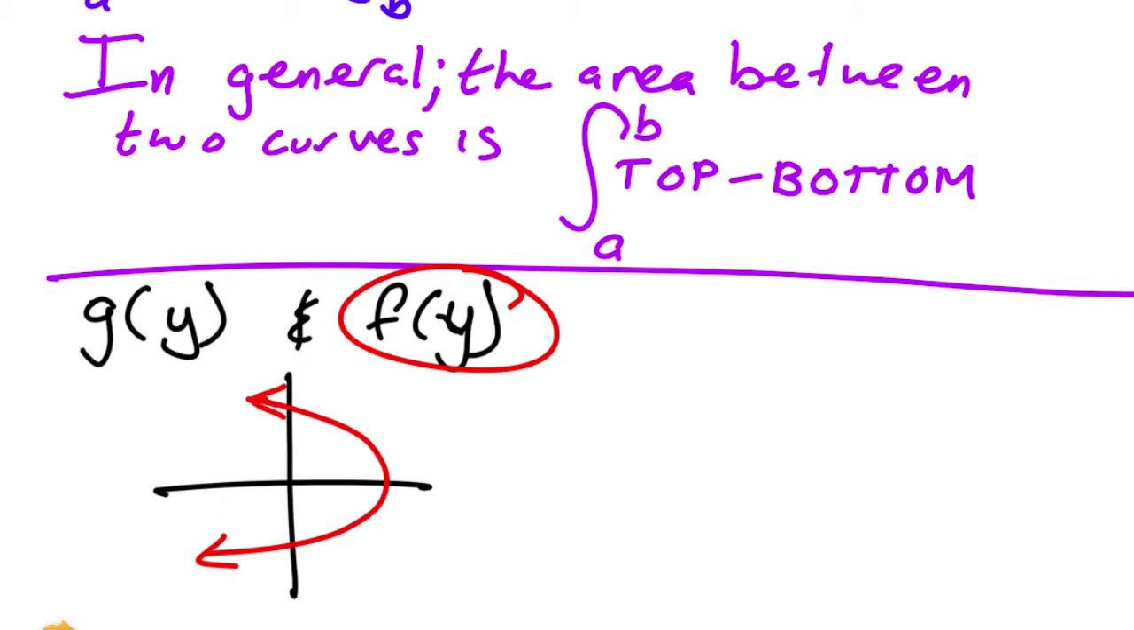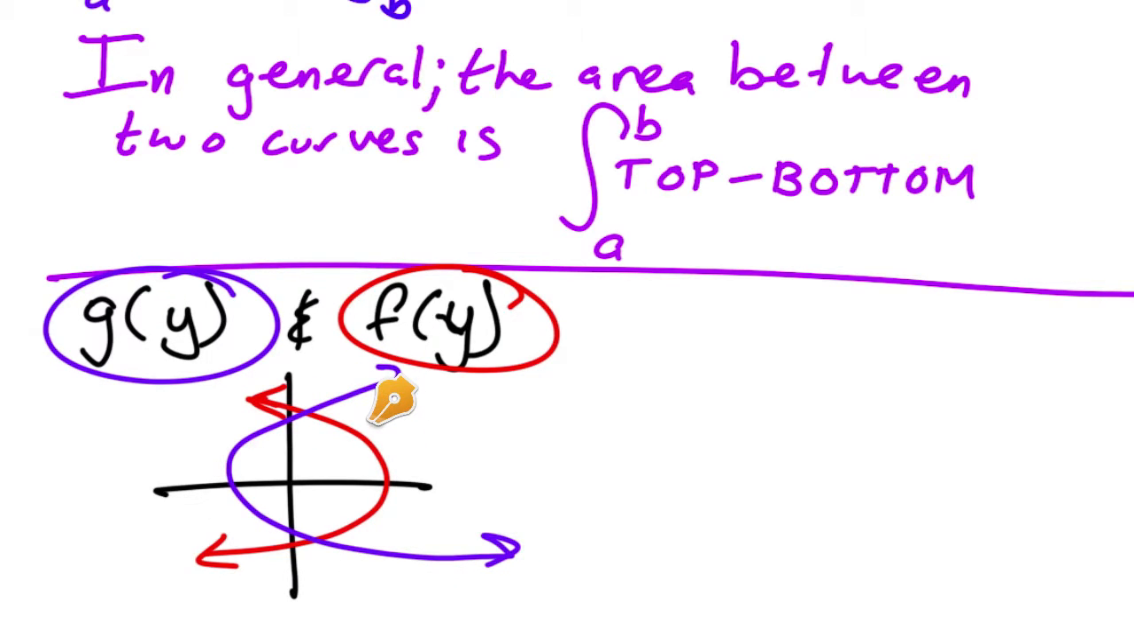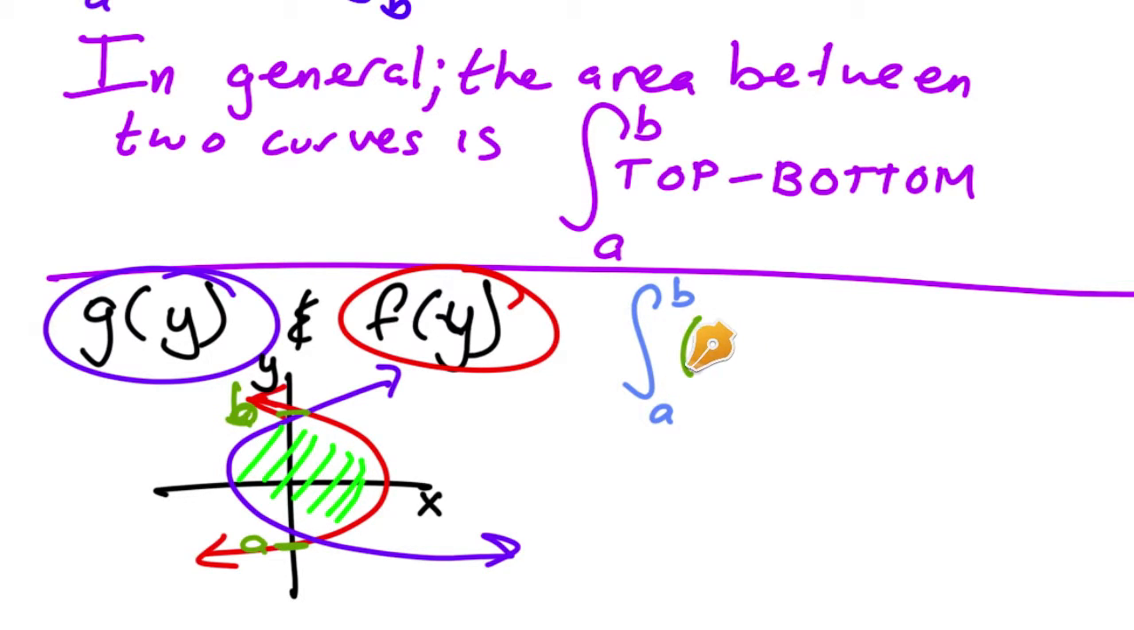Let's say it looks like this. And let's say g of y looks like this. You're maybe not used to graphing functions like this very much, but you can also find the area between the curves here. In this case, your integral is going to be, again, from a to b. But now your a and your b are y values. And you're going to do right minus left with respect to y.